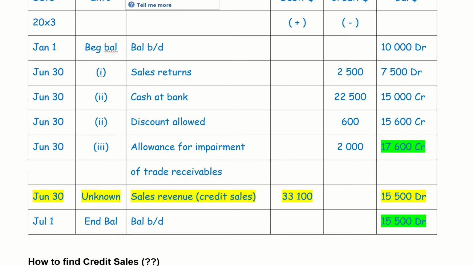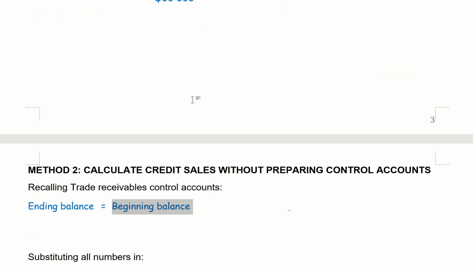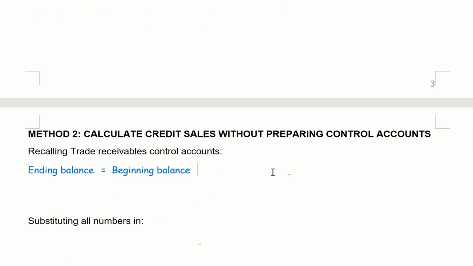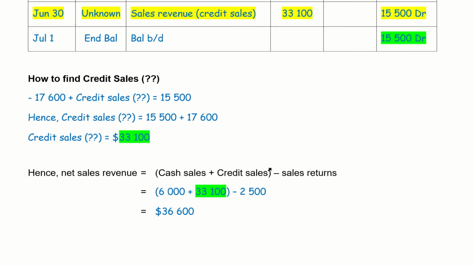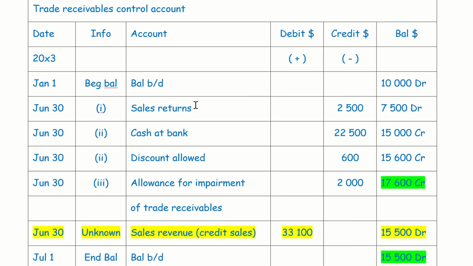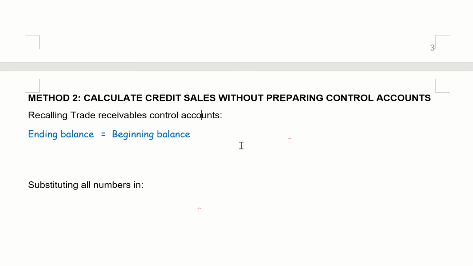So your calculation does the same. It starts off with your beginning balance. Alright, after your beginning balance, what is in? After your beginning balance, you can see that your trade receivable control account minus away your sales returns. So beginning balance, you need to minus away sales returns. Oops, sorry. Before that, I just put plus credit sales first. Okay, you add your credit sales. Then you minus away your sales returns, right?